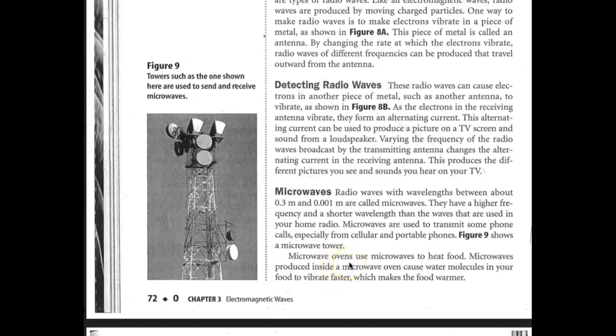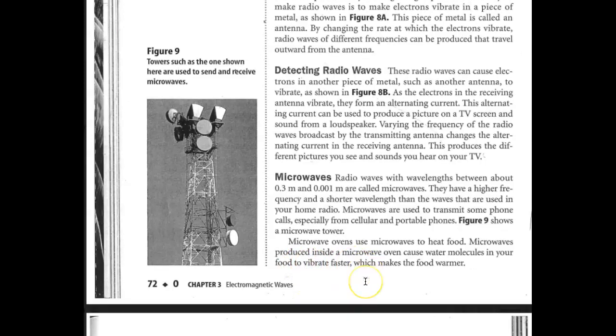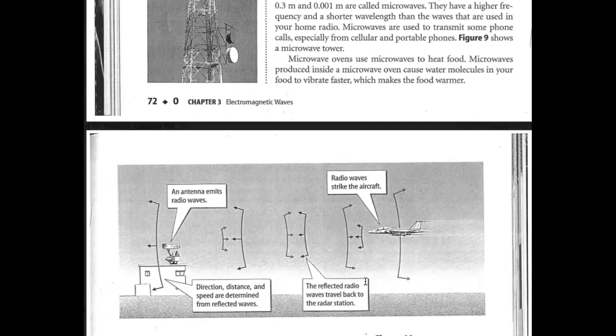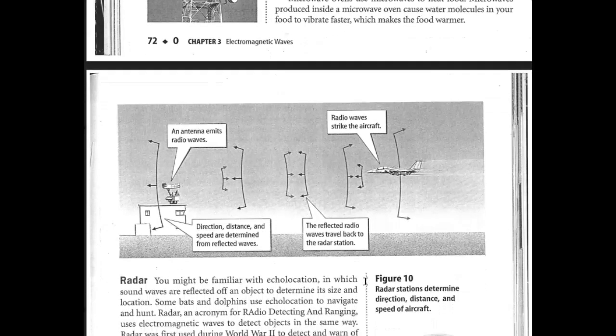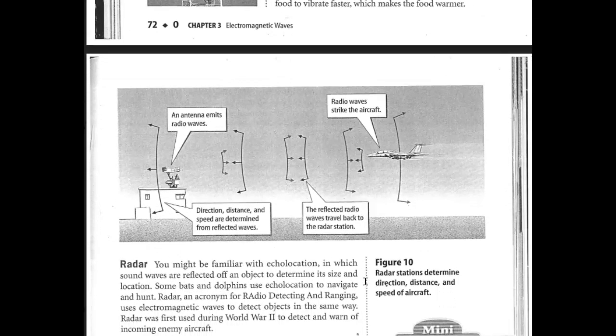Microwave ovens use microwaves to heat food. Microwaves produced inside a microwave oven cause water molecules in your food to vibrate faster, which makes your food warmer. Look at that little figure up there.